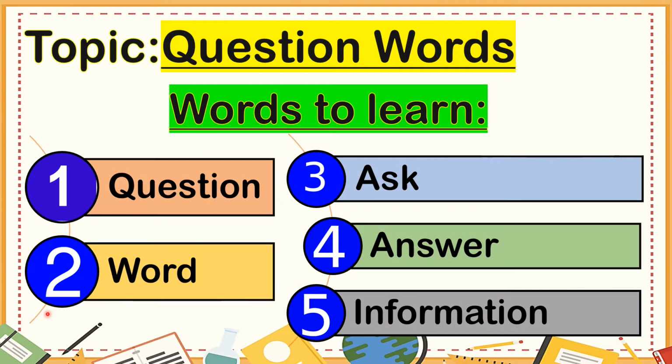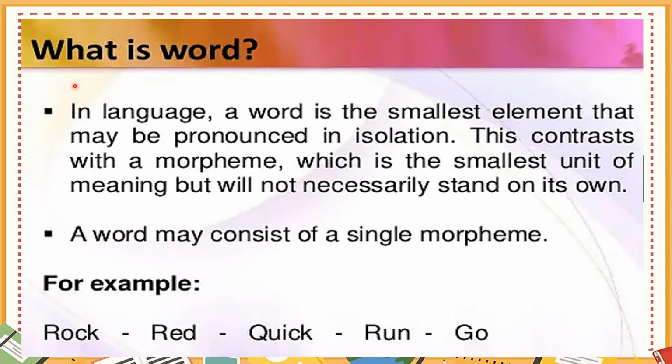week. Now let's proceed to the second word, which is word. What is a word? In language, a word is the smallest element that may be pronounced in isolation. This contrasts with a morpheme, which is the smallest unit of meaning but will not necessarily stand on its own. A word may consist of a single morpheme. For example, rock, red, quick, run, and go.